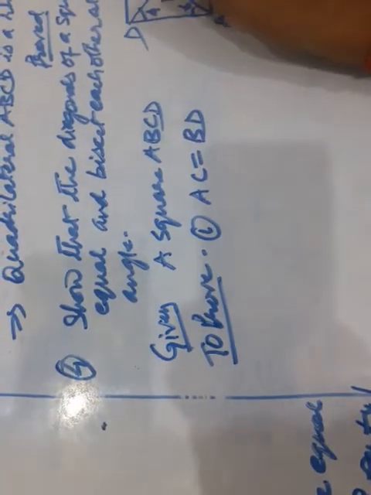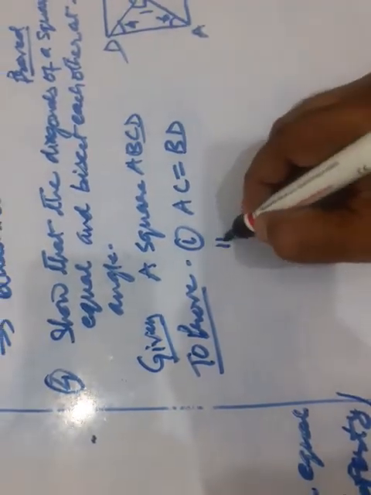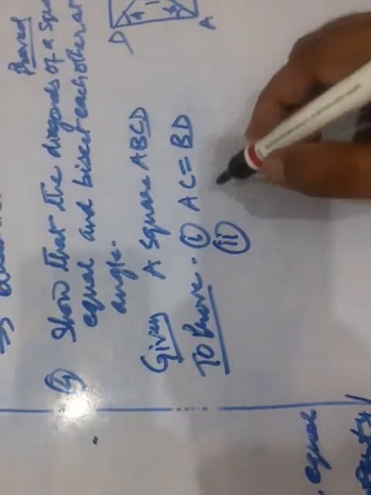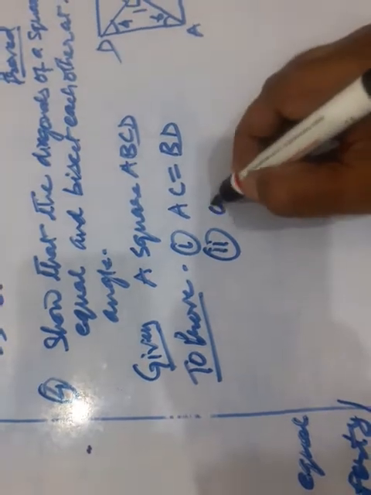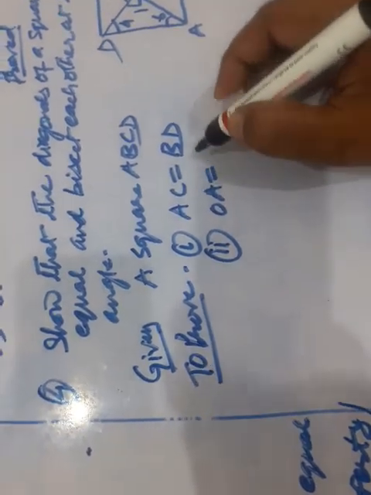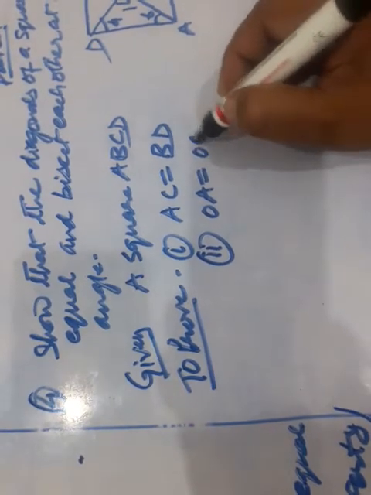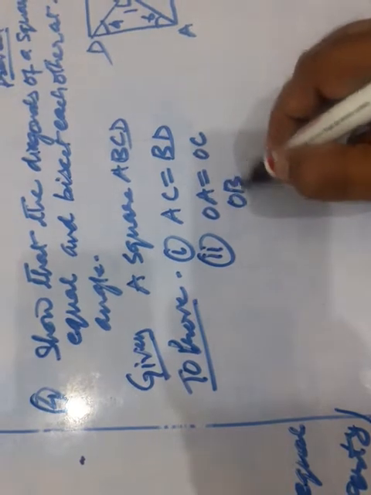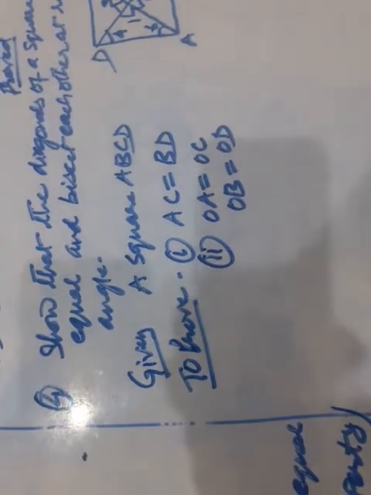So the diagonals of a square are equal and bisect each other. AC equal to BD. What is the second thing? Bisect each other means OA equal to OC. Here let this point be O. OA equal to OC, and what else? OB equal to OD. That we have to prove.